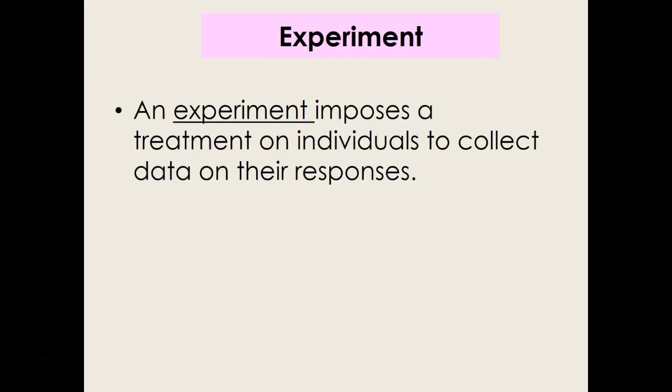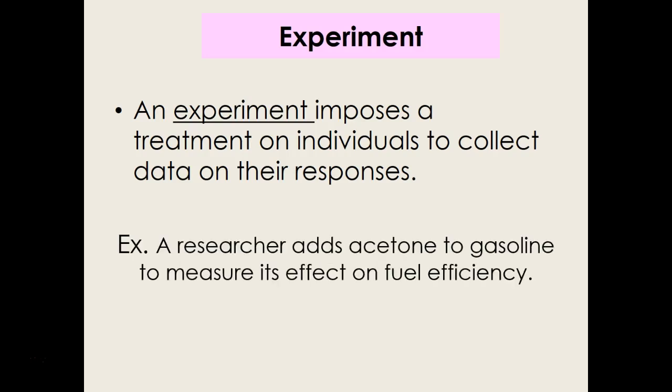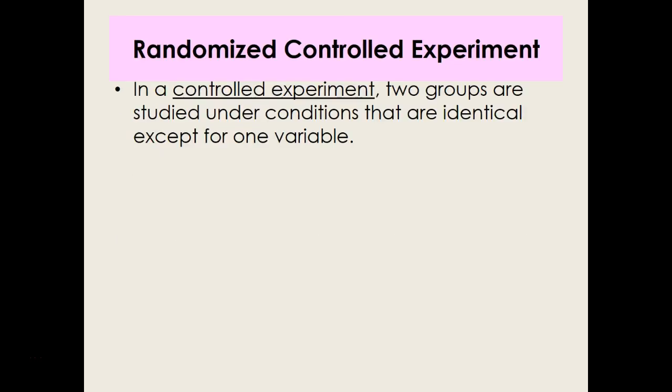Experiments: you can tell an experiment is an experiment because there is a treatment that is imposed on the individuals in the experiment in order to collect data. A researcher adds acetone to gasoline to measure its effect on the fuel efficiency. The addition of the acetone is a treatment. If you see that something has been changed or added about the setting, or the individual's been asked to do something that they would not normally do, it's out of the ordinary for them, that is a treatment, and that lets you know that you have an experiment.